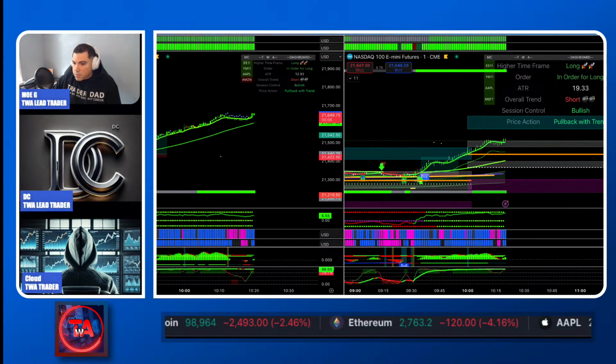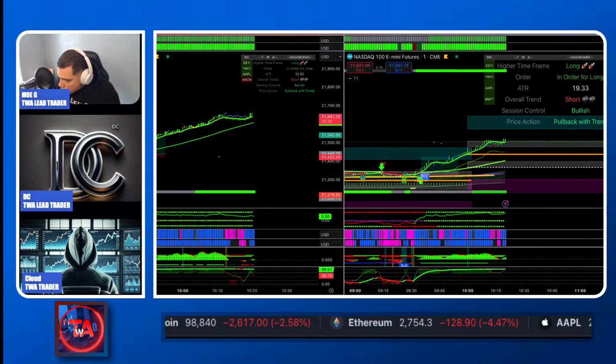So when DC called out his scalp long, I was waiting because I wanted to see if we could come down to this 620 area. When we did, I already had a limit buy and bought 2 minis with him. Sold 1 mini already. I'm just in 1 mini runner.